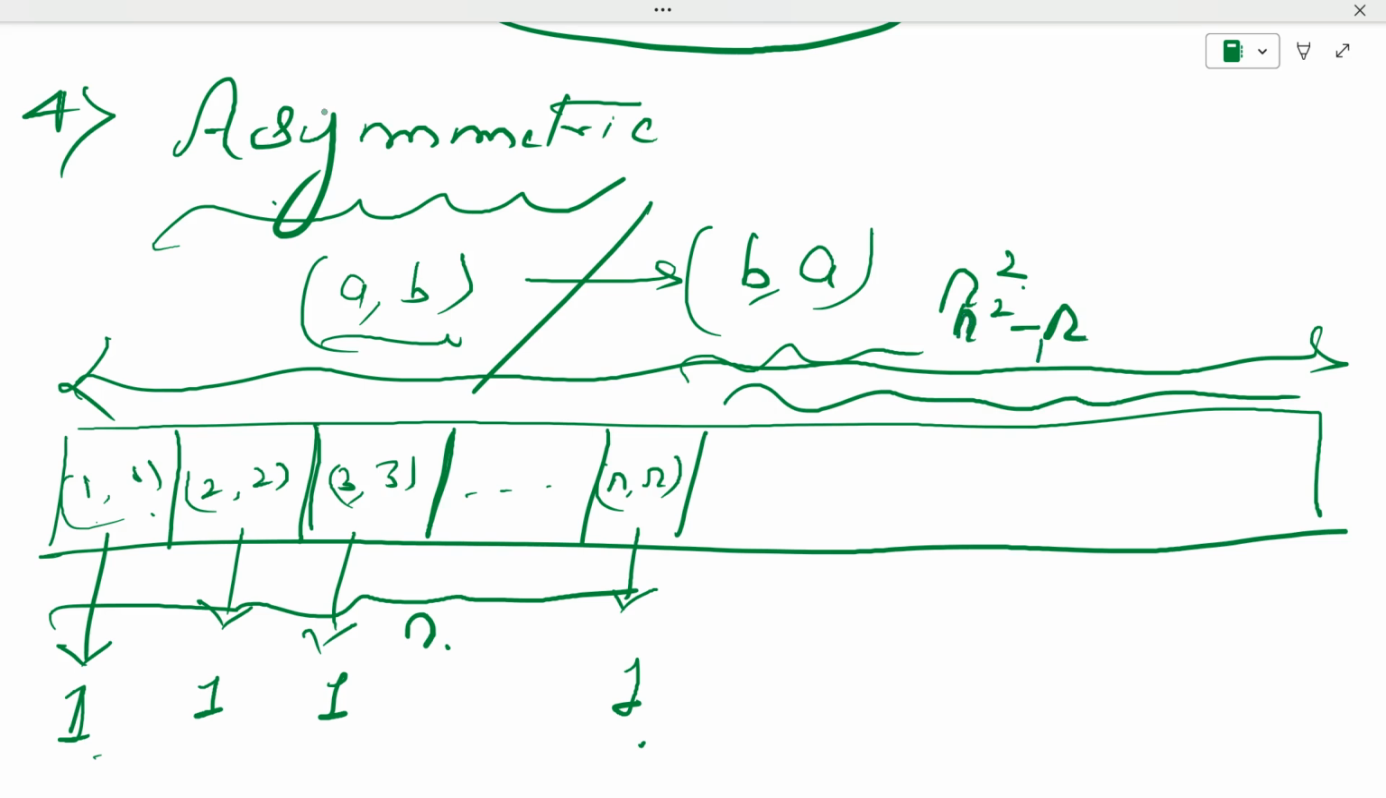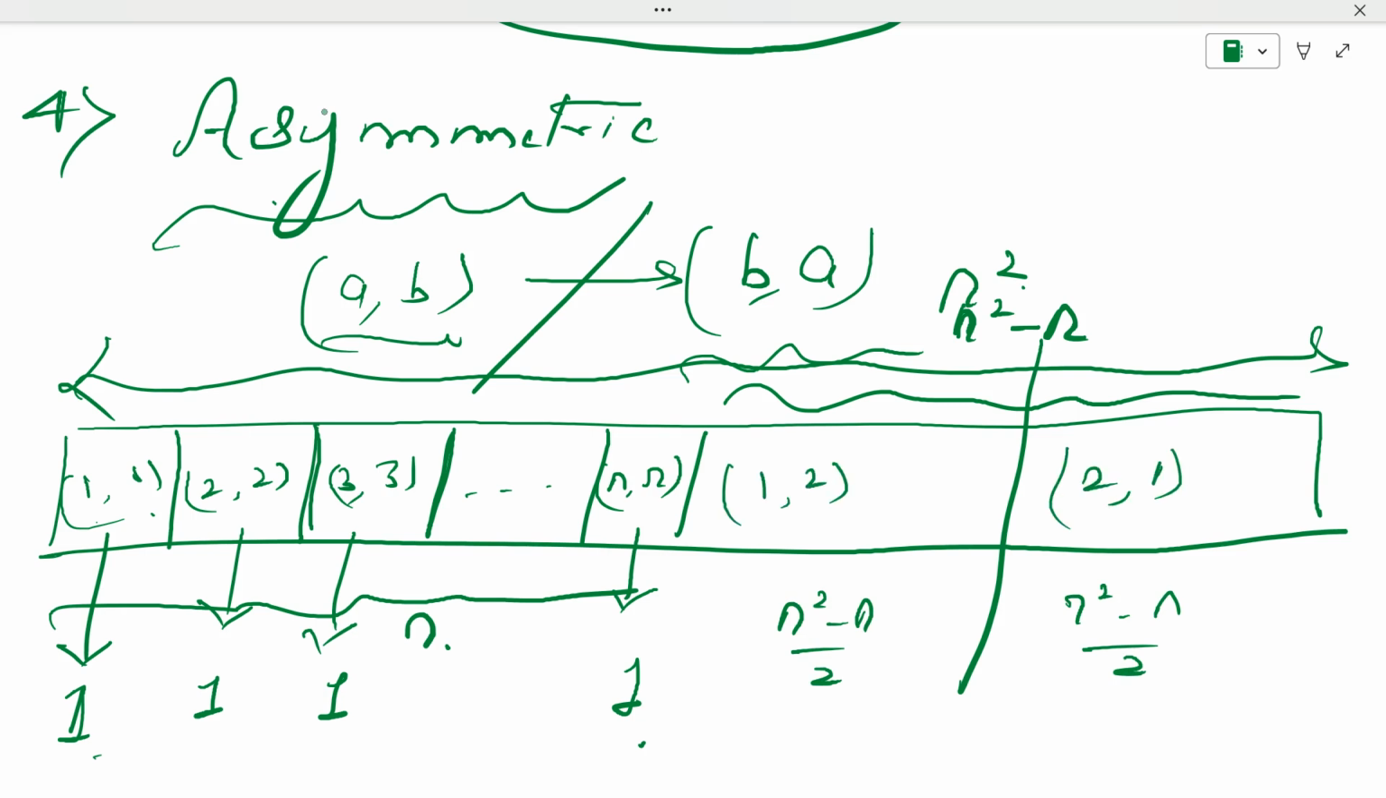Let's divide it into two halves such that one half is (n square minus n)/2 and the other is also (n square minus n)/2. So let's say this half contains (1,2) and this half contains (2,1). So for asymmetric, if this is present, this has not to be present. Okay, so if (1,2) is present, (2,1) shouldn't be present. If (3,4) is present, (4,3) shouldn't be present.